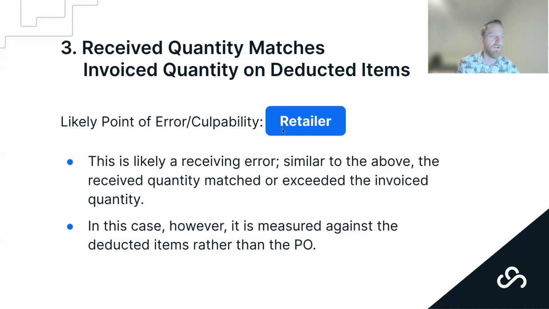This is another scenario where this is likely a Walmart issue. It could be timing reasons, or something else in Walmart's system that's messed up, and this would be a good reason to dispute. So if you are comparing received to invoiced on your deducted items and they match, very good reason to dispute. This is probably a Walmart issue.